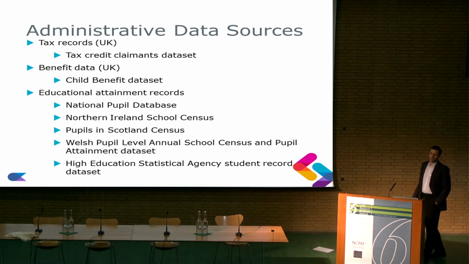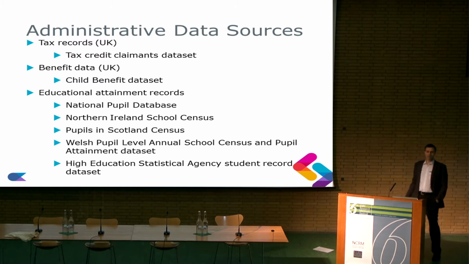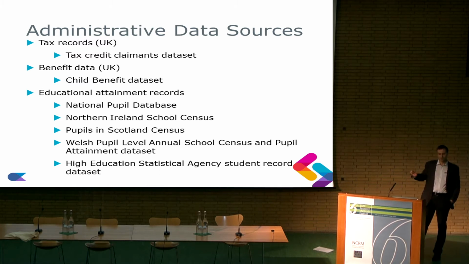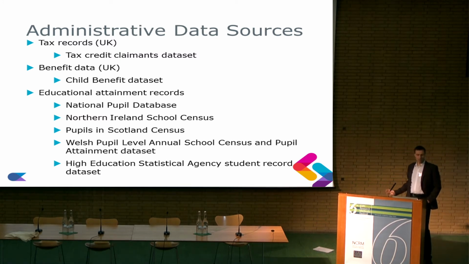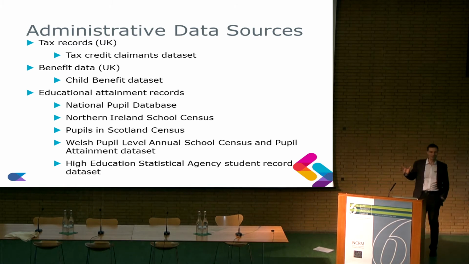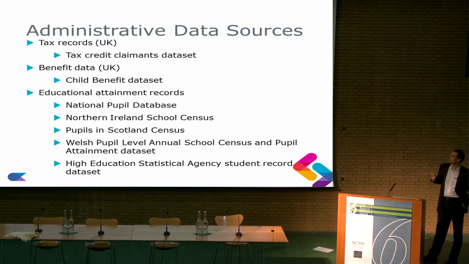So you have tax record data from HMRC, for example, tax credit claimant data sets, benefit data, child benefit data set. Well, that was with the Department of Work and Pensions, but I now understand it's held by the HMRC. Sorry, there's a lot of acronyms in these, and some people only know the data sets by their acronyms, but I was trying to keep away from acronyms.